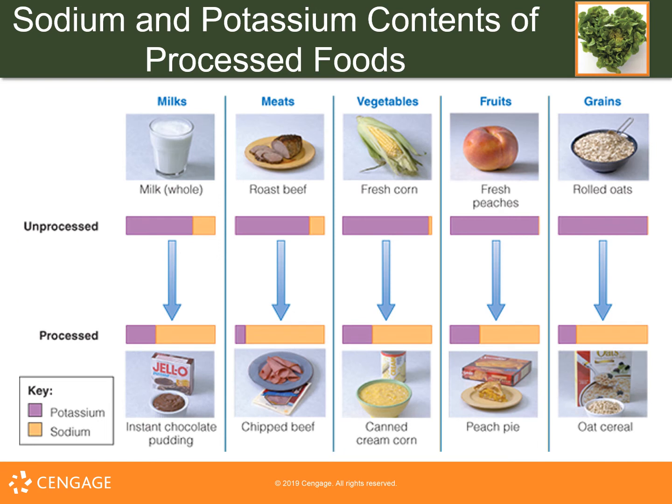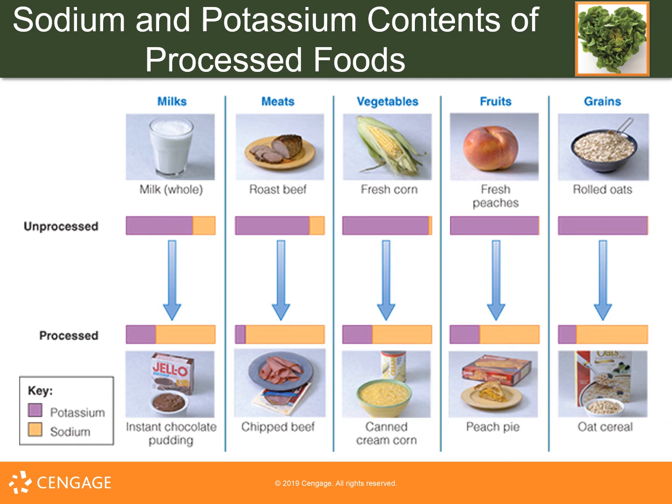Sodium and potassium contents of food. Here are some examples of unprocessed and processed foods. As you see here in the bars, potassium is purple and sodium is the yellow or orange color. Milk has a good amount of potassium and a small amount of sodium compared to potassium. And Jello, which has dairy as well, has a lot of sodium compared to the potassium content. And you can go on and on.